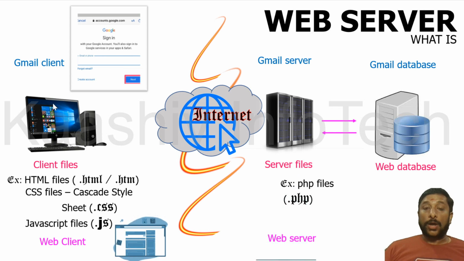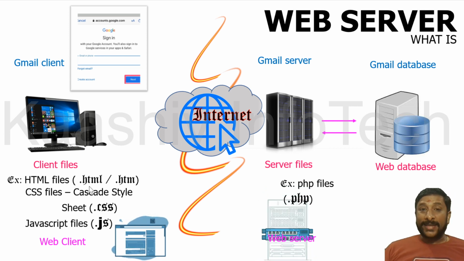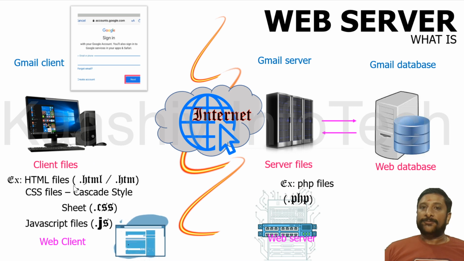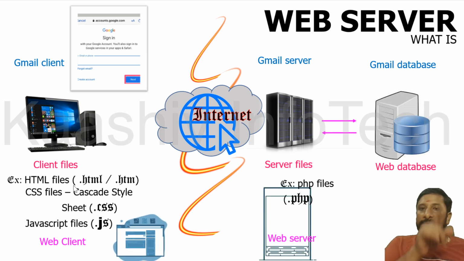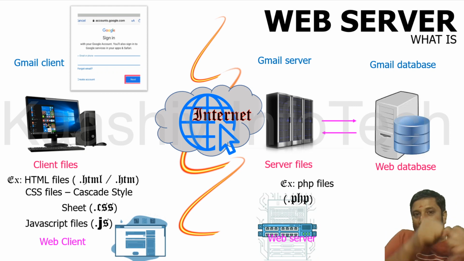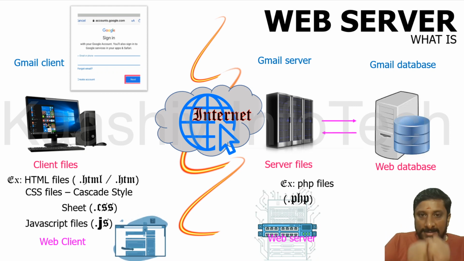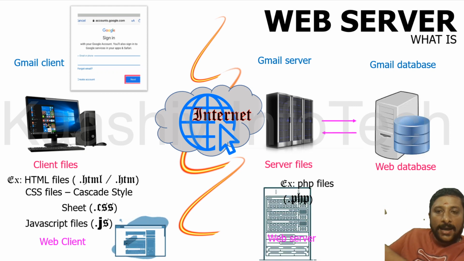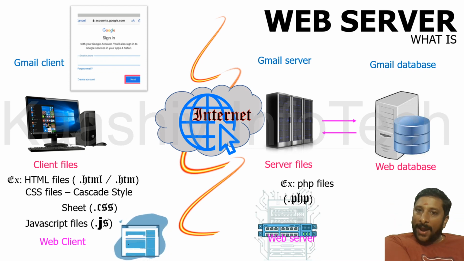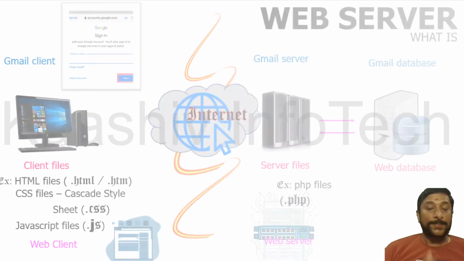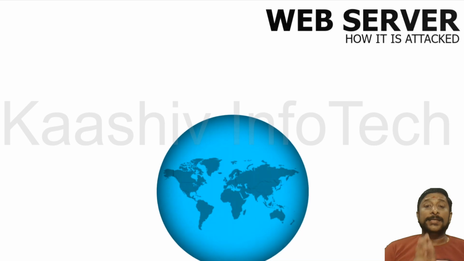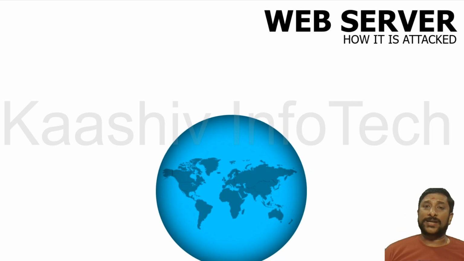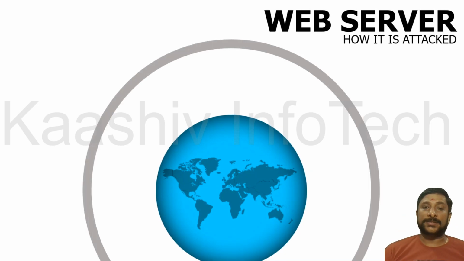Now you are able to understand, right? You have the client and the client files. The user types something in the client file, and the username and password are taken by the server to the database, the response is packed and given back to the client. That's the scope of the web server. Now the hacker will try to attack the web server. Here are the ways of attacking web servers.